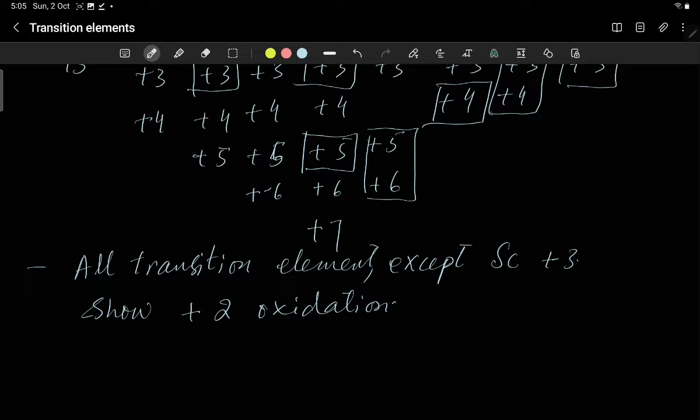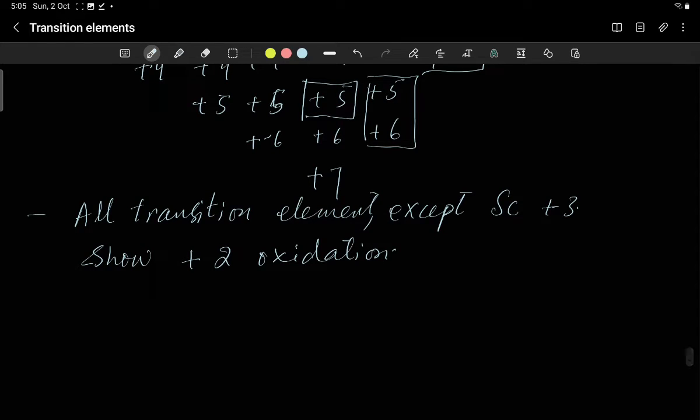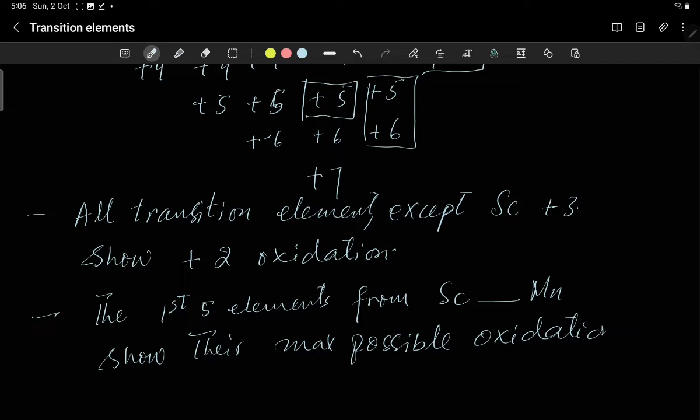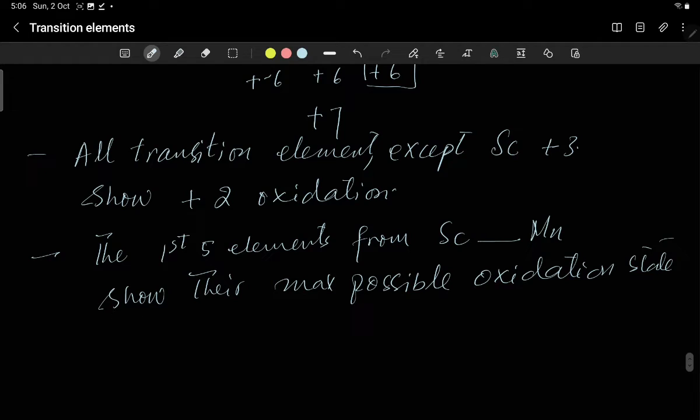The first 5 elements from scandium to manganese show their maximum possible oxidation state equal to the sum of 4s and 3d electrons.